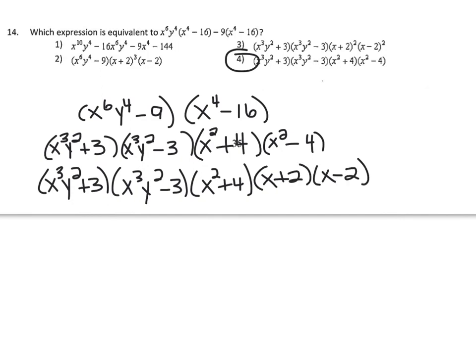Now, here's the thing. If you go back and look at the answer choices, the answer choice didn't factor completely. It left it at this step right here before the x squared minus 4 was factored. So they just said which is equivalent. They didn't say which is factored completely. So this is equivalent to this. And to be honest, I found this one so much faster to do by hand than using the calculator cheat method.